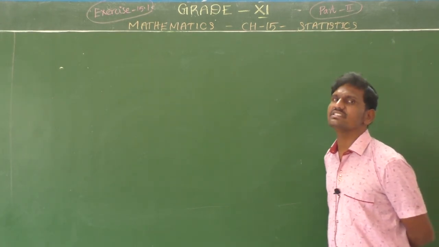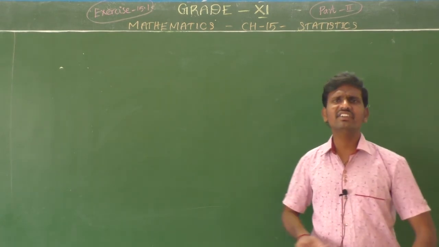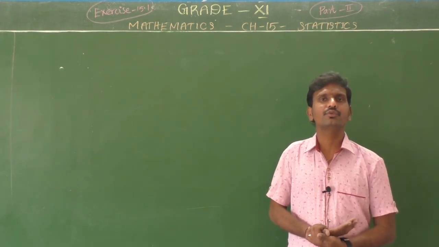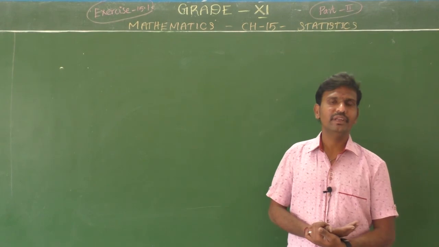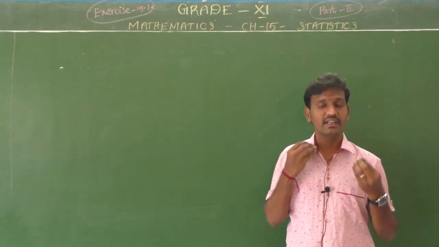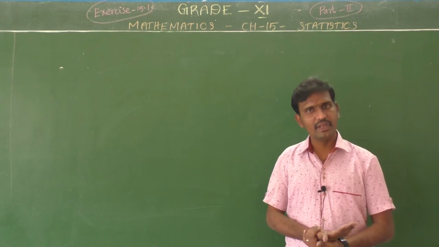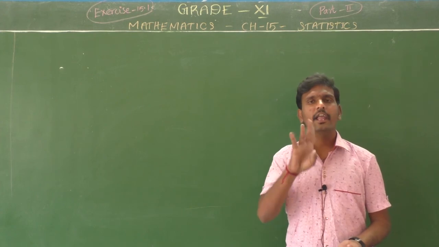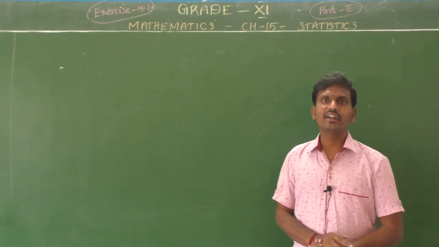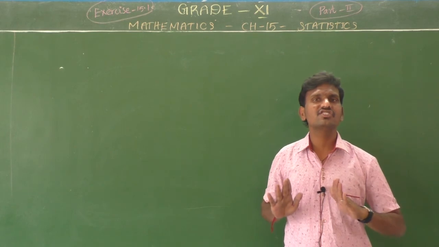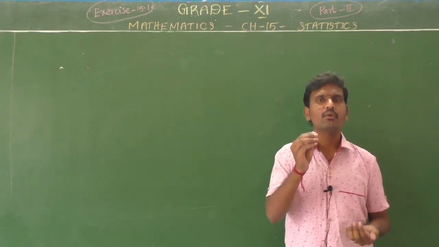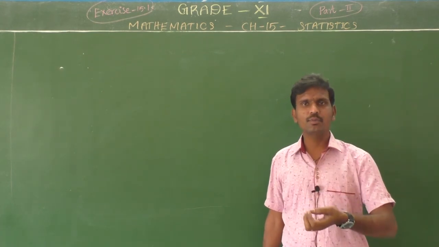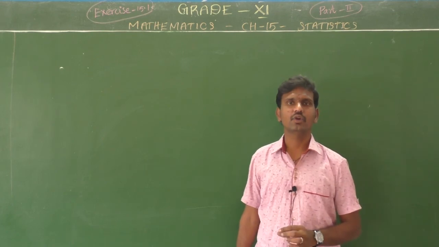In our 11th standard, 11th grade, we have a statistics unit. The first exercise is very simple: finding the mean deviation about the mean and the mean deviation about the median. These two topics only are in your first exercise. I already explained fully what mean deviation is and how to find it. Let me recall how to find the mean deviation MD about x bar, the mean, and about the median.